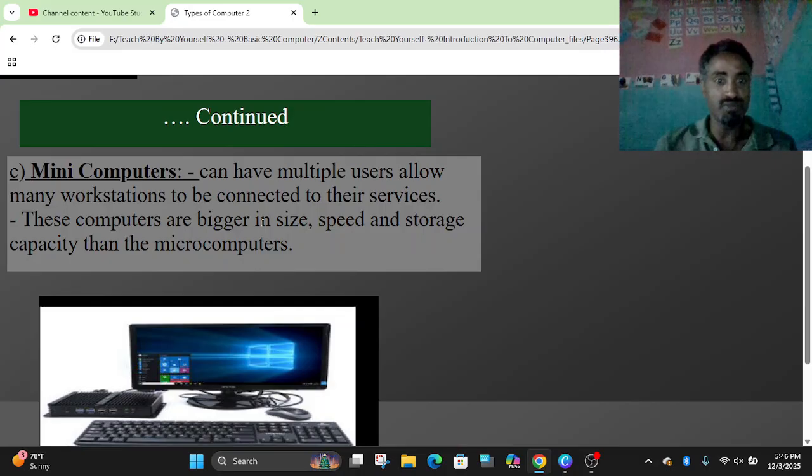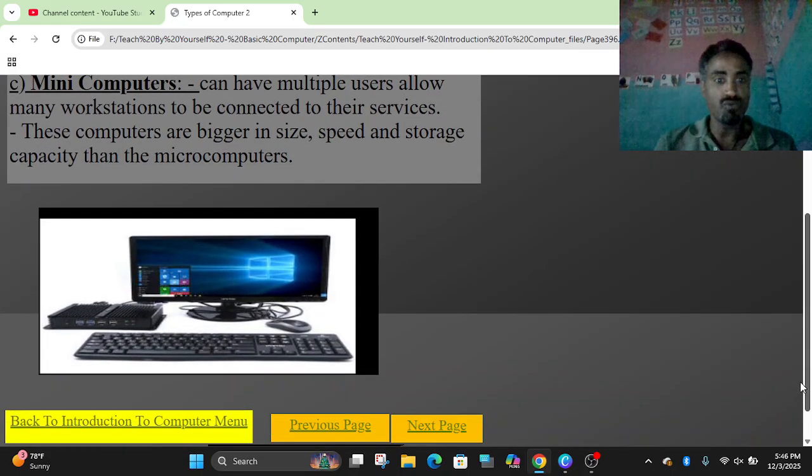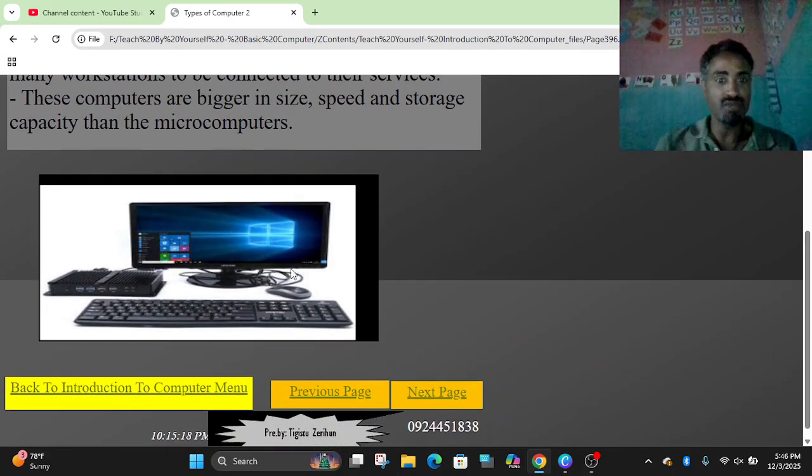These computers are bigger in size, speed, and storage capacity compared with microcomputers. This is the system unit. It is a minicomputer with its monitor or screen.